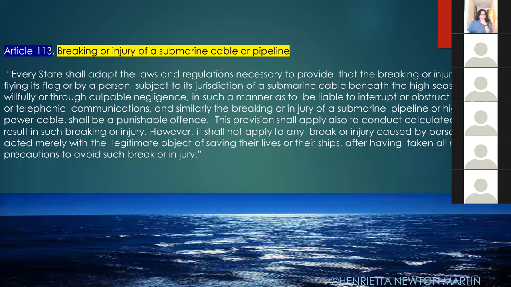Now, Article 113 talks about breaking or injury of a submarine cable or pipeline. What happens if a pipeline laid under the high seas breaks? Every state shall adopt the laws and regulations necessary to provide that breaking or injury by a ship flying its flag, or by a person subject to its jurisdiction, of a submarine cable beneath the high seas, done willfully or through culpable negligence in such a manner as to be liable to interrupt or obstruct telephonic or telegraphic communications, and similarly the breaking or injury of a submarine pipeline or high voltage power cable, shall be a punishable offense.